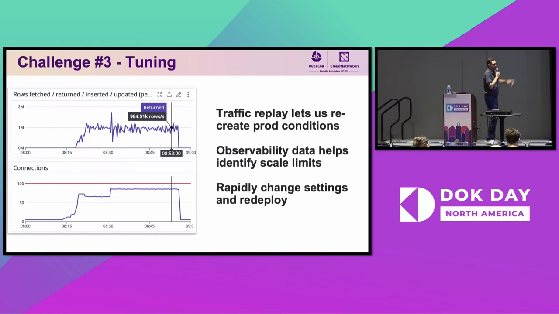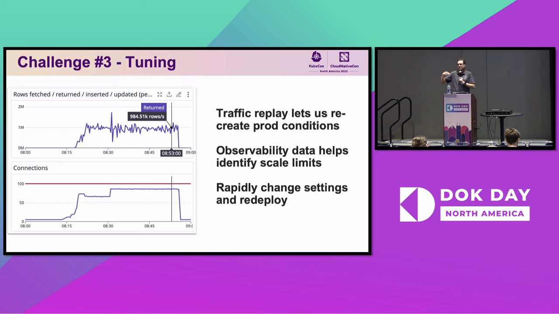The third challenge I talked about is when you want to go and tune your database. In our case, we have a lot of variability in our data. We can get storms, so a lot of data coming in all at once. You need to make sure that you replicate these conditions. We use a system called traffic replay, which our product can help with. And you can see at the bottom, our connections are super smooth. That was the end of weeks of testing.